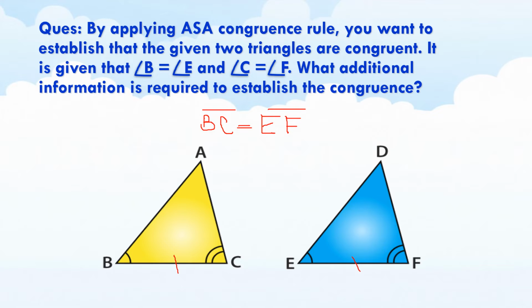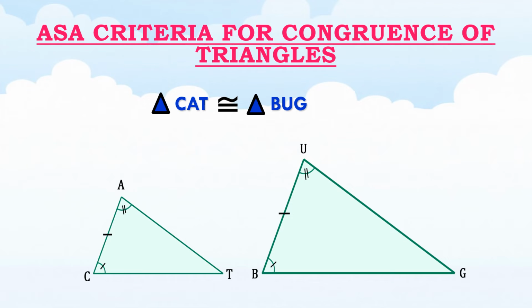Okay, so let's move on. Now using ASA criteria for congruence of triangles, you want to establish that triangle CAT is congruent to triangle BUG. CAT is congruent to BUG. Alright, so CAT, you want to prove that it is congruent to BUG.